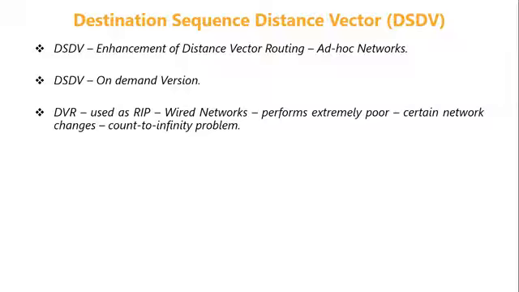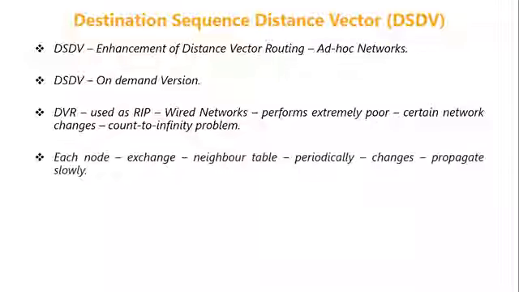It actually performs extremely poorly with certain network changes due to the count to infinity problem. So when some network parameters are changed, this distance vector routing algorithm creates a problem, and that problem is called the count to infinity problem.